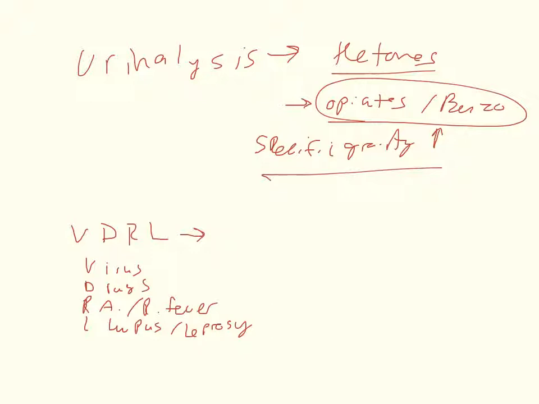A test that's a little bit more specific for that would be the FTA, which is the fluorescent treponemal antibody. Treponema pallidum is the syphilis microorganism, so fluorescent treponemal antibody is a little bit better of a test. So here, a real quick question: what caused the ketones in the urine?